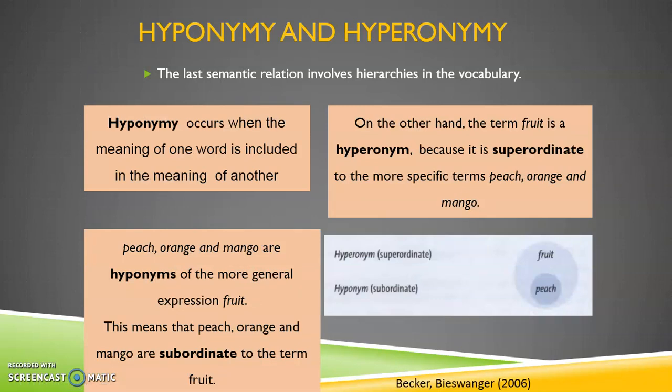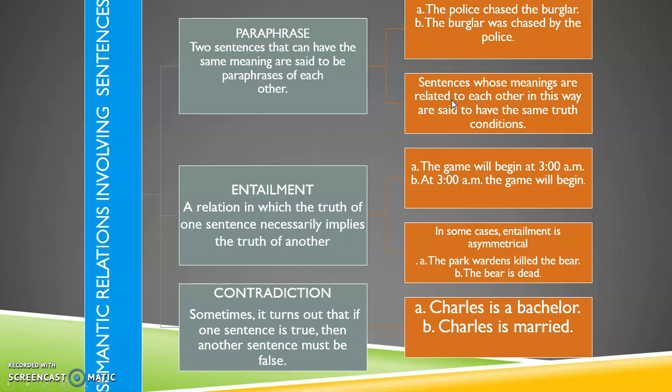Then we have hyponymy and hyperonymy. The last semantic relation is hierarchies in the vocabulary. Hyponymy occurs when the meaning of one word is included in the meaning of another. So, for example, peach, orange, and mango are hyponyms of the more general expression fruit. This means that peach, orange, and mango are subordinate to the term fruit. On the other hand, the term fruit is a hyperonym because it is superordinate to the more specific terms peach, orange, and mango. So hyperonymy is superordinate, and hyponymy is subordinate.